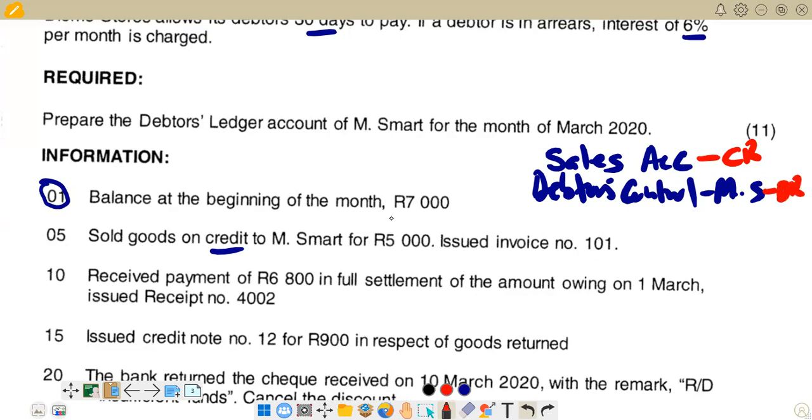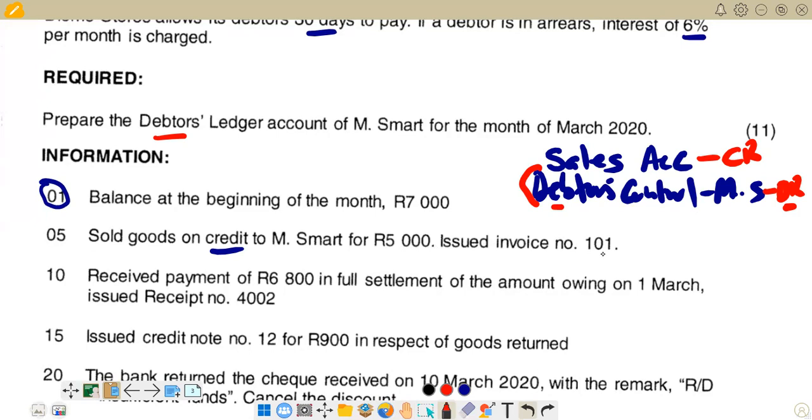So the account that we are concerned with is the debtors ledger. So this part is the one that we are concerned with. So we are going to debit the debtors control, which is this debtors ledger account of M-Smart. We debit it with the amount that we are given there, which is 5,000. And obviously, this is invoice number 101.